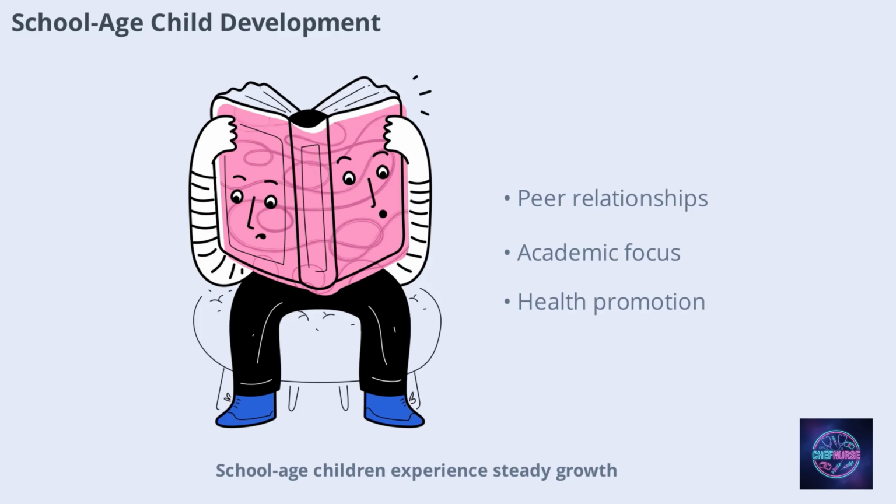School-age children experience steady growth and develop more complex thinking skills. They become more independent, form peer relationships, and participate in team activities. Academic achievement and self-esteem are important themes. The NCLEX may include questions about bullying, learning disabilities, and health promotion. Understanding the physical, emotional, and social needs of this age group helps you provide holistic care and support.